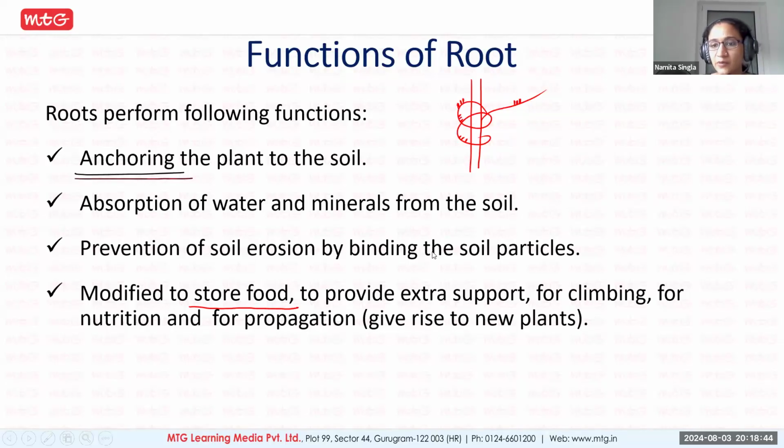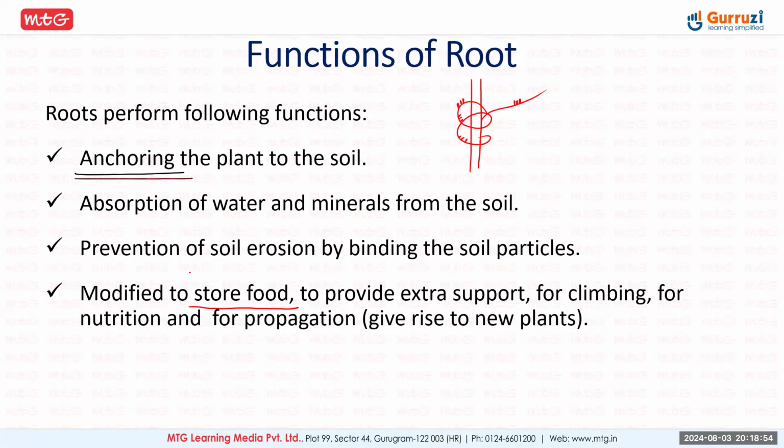Let me see any other child who has not answered any question. Okay, Swanand will answer this question. Swanand, give me examples of plants in which you eat roots of the plant. Like turnip, radish, very good. Yes, carrot, radish, turnip. There we eat roots of the plant. Then to provide extra support. So Swanand, can you give me examples of plants in which roots provide support to the plant to stand erect?